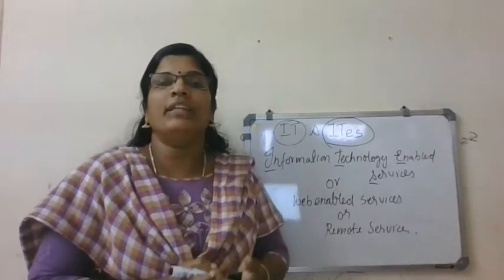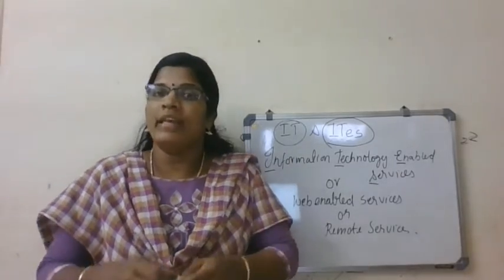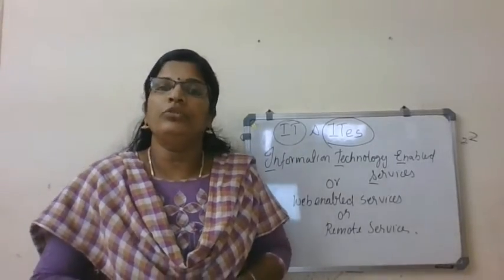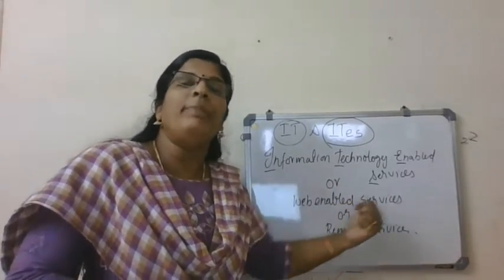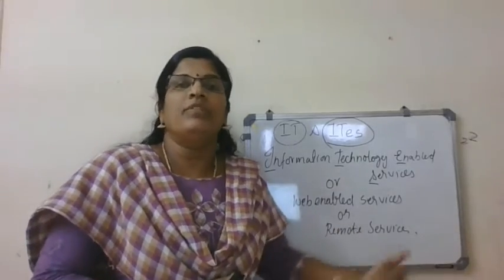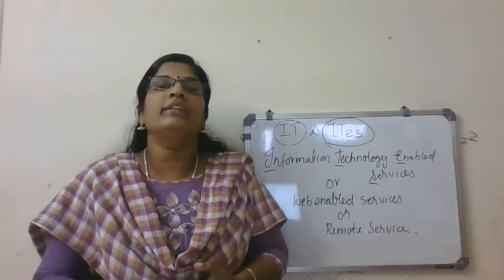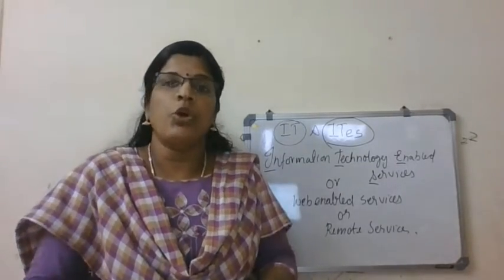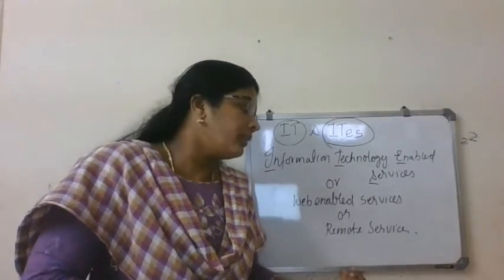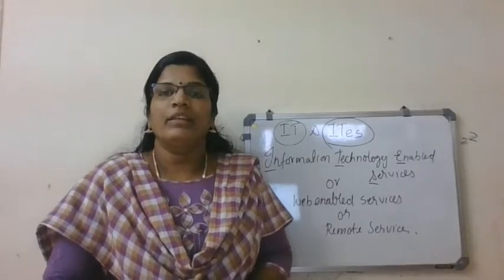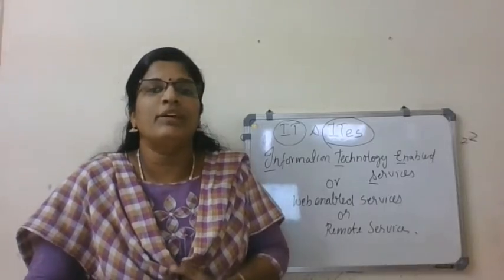Web enabled means using the net only we are doing all types of business activities, right? Buying, selling things, booking tickets, everything. So you need to have a net connection. Remote means the office may be somewhere else in the world, but the shop or office is right at our doorstep. Sitting at home we are doing it. So it is called remote services. Clear?